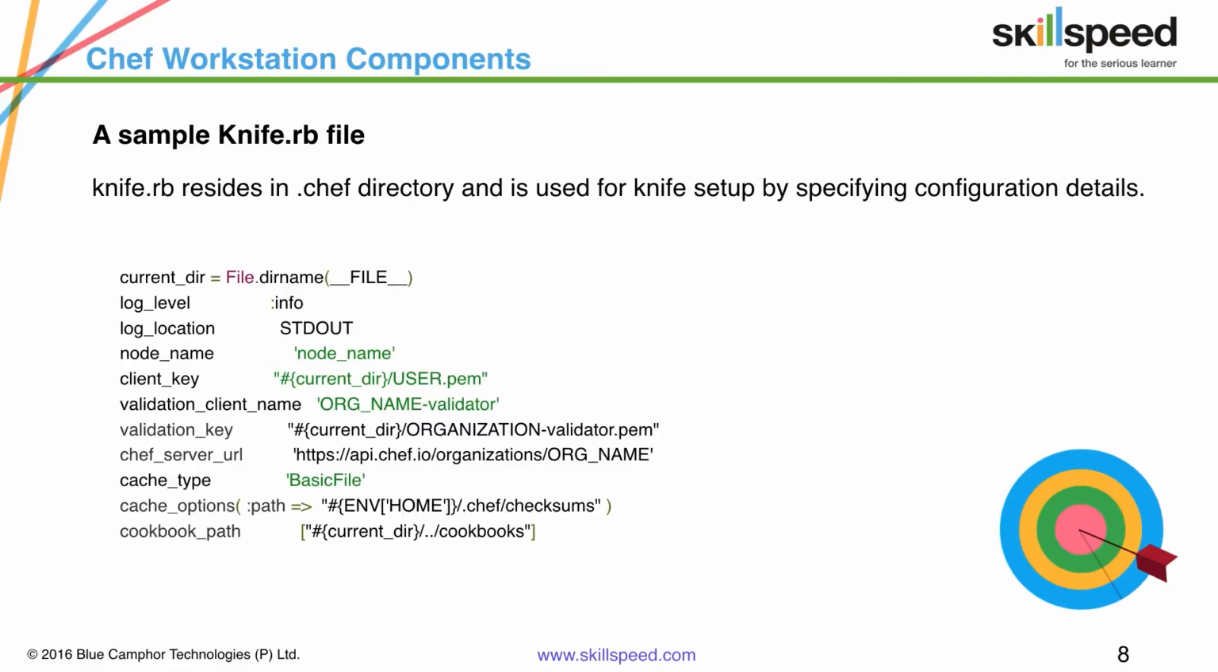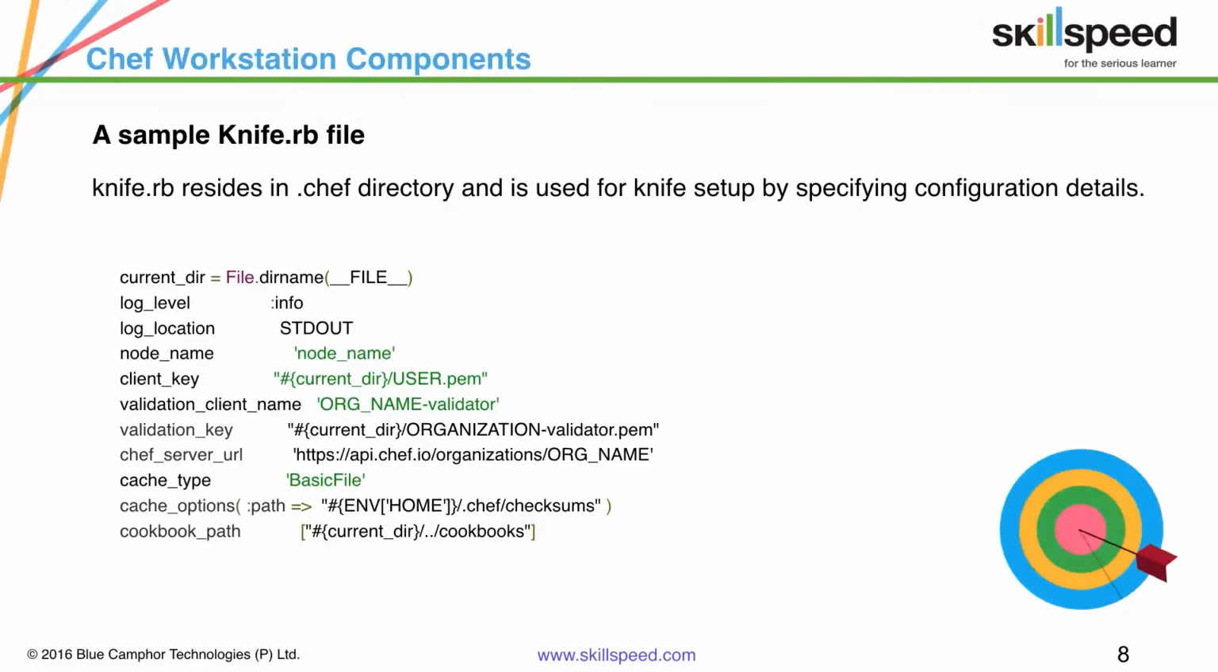This is a sample knife.rb file. It resides inside the .chef directory, as we have seen before. We will take a look at it in the demo section, and some of the details, as you can see here: it keeps the Chef Server URL. It has the location of the validation client name, the client key, where exactly it is residing, and the default cookbook path for your location, and a couple of other things, right?